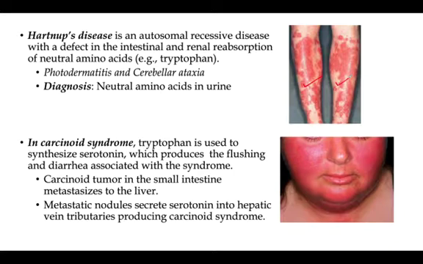In carcinoid syndrome, there is increased conversion of tryptophan to serotonin, and this produces flushing, as you can see here in a patient who is suffering from the carcinoid syndrome. And also, because of the increased production of serotonin, people with carcinoid syndrome suffer from diarrhea.